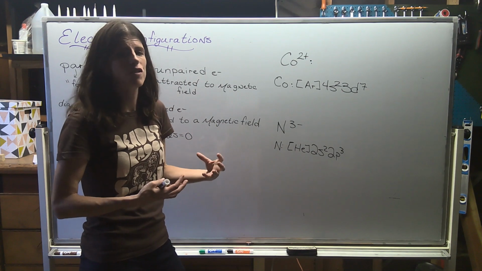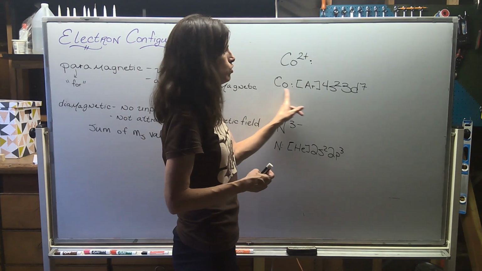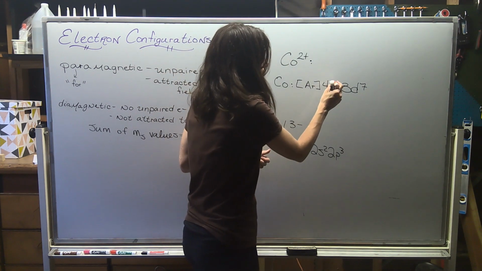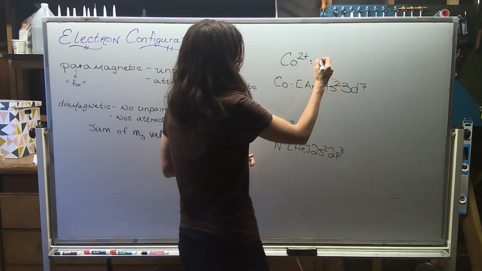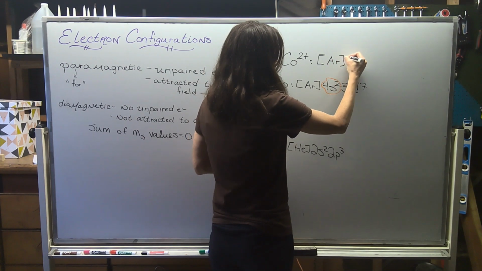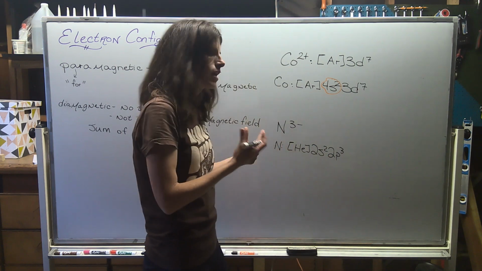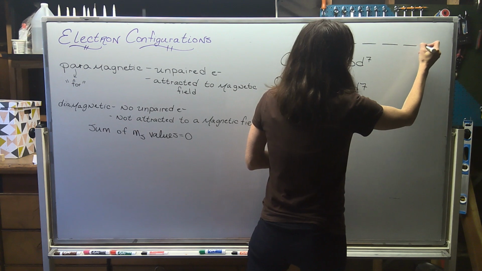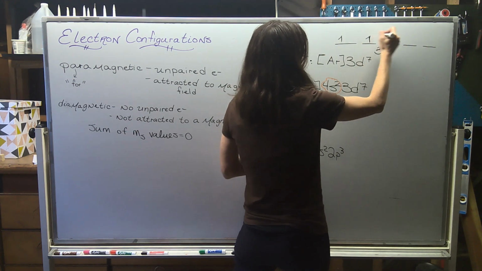It's really, really cool. So I took the liberty of writing the neutral cobalt. And for cobalt 2 plus, we want to get rid of that valence. So the electron configuration of cobalt 2 plus is going to be argon 3d7. And at that point, if you can't see it, draw out the d orbital and put your 7 electrons there.